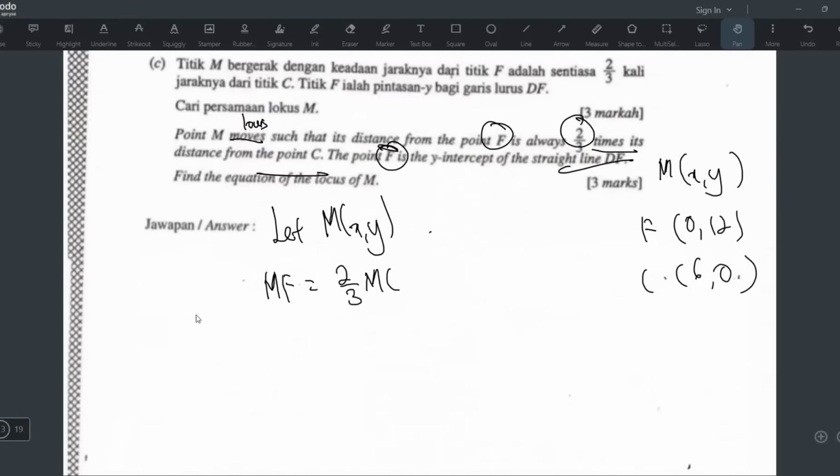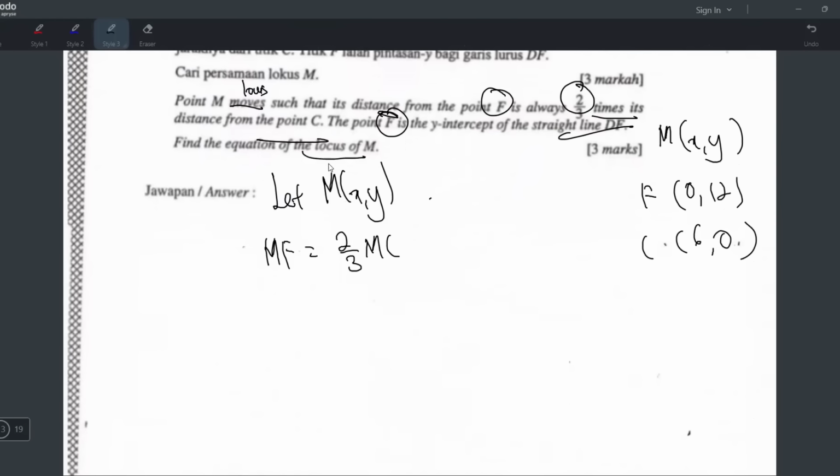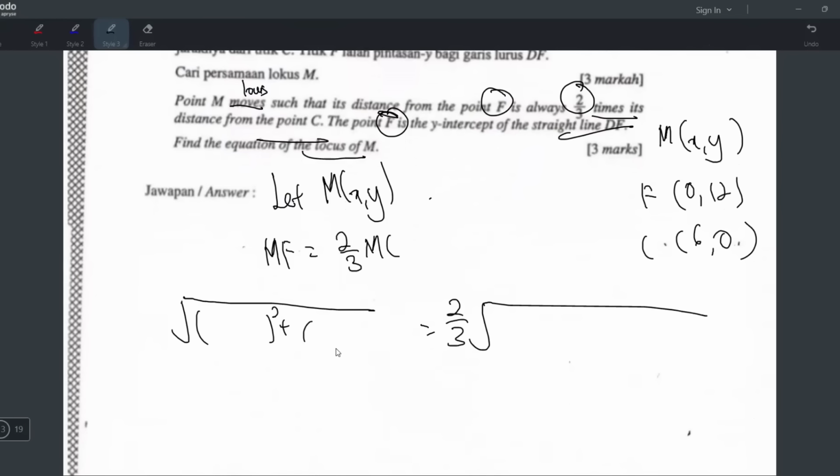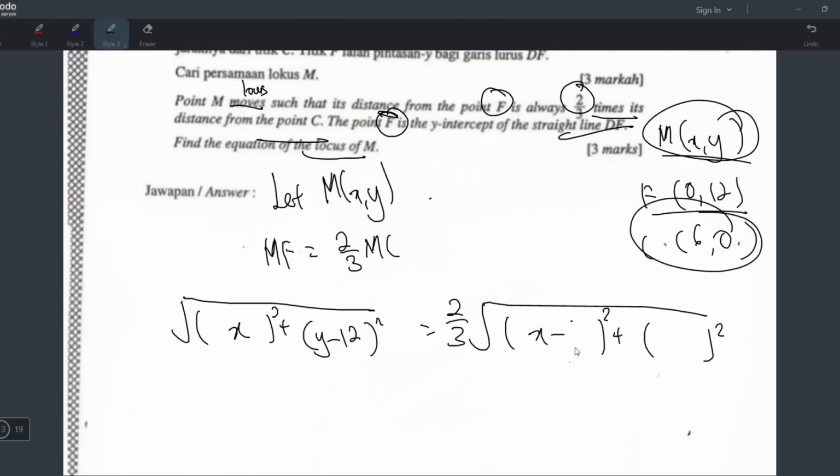With these coordinates, now we can find the equation of the locus. What we do is use the distance formula. On this side, find distance MF. On the other side, find distance MC. The distance formula is the square root of bracket squared plus bracket squared, and inside the brackets you write x minus x, y minus y. For MF, look at the points M and F. So x minus 0, just write x is enough, and then y minus 12. For MC, it is the same thing: x minus 6, and then y minus 0, so just write y.